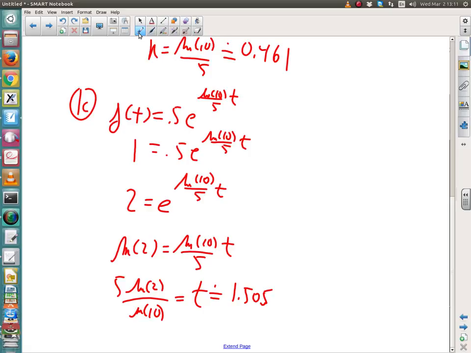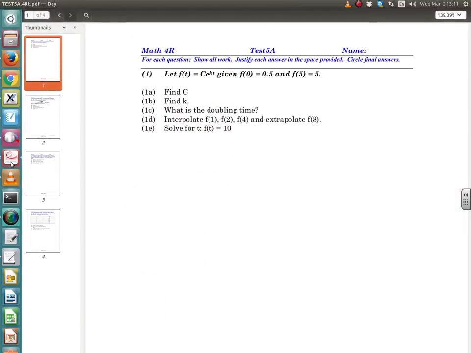Alrighty, now what's D? Interpolate f of 1, f of 2, f of 4, and extrapolate f of 8. Now remember what extrapolate is: go beyond the domain that you know. I know f of 0 and I know f of 5, so the domain is 0 to 5. If I try to get f of 8, I'm extrapolating and going beyond the domain. That's not considered accurate because what if this model fails later on? But between 0 and 5 for t, or for x on the calculator, that's considered more accurate. We call that interpolating. So we're going to fill in the table of values.